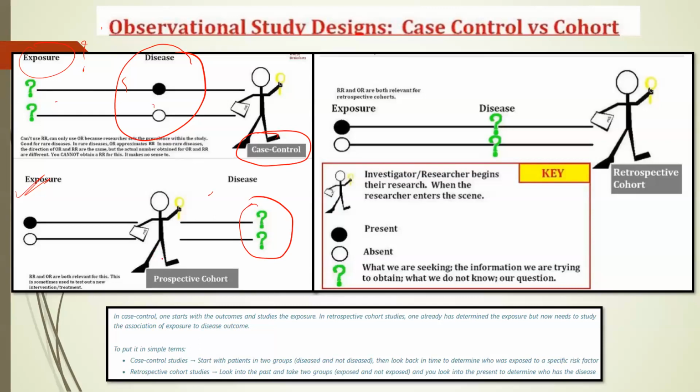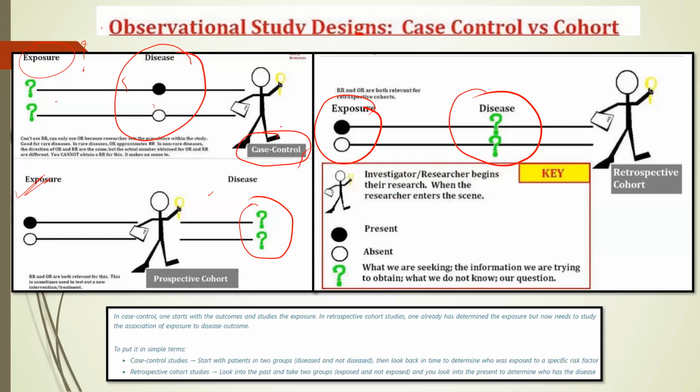Now the tricky part is a retrospective cohort. So what is happening in a retrospective cohort? So in a retrospective cohort, again, you know that there is a particular disease in question. Okay. So in this, what's happening is both the exposure has occurred and even the disease has also occurred. So you're going to look into patient records, basically.